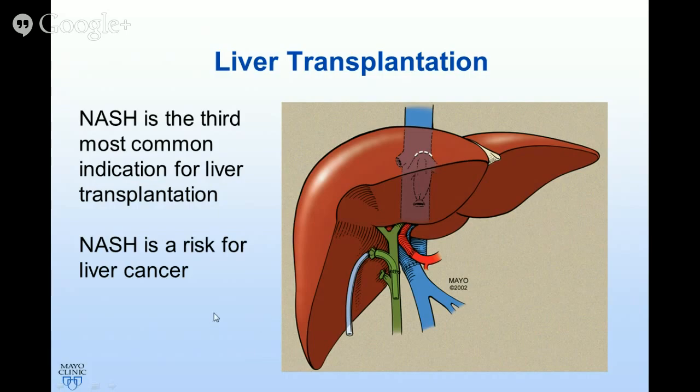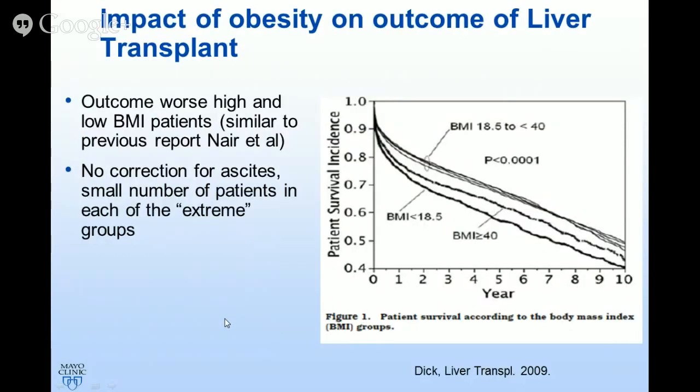Patients with NASH, the inflammatory form of the fatty liver disease, are also at risk for developing liver cancer. Liver cancer can actually be treated with liver transplant if the cancer is very limited in stage. If it's very early, then it can be successfully treated with transplant.